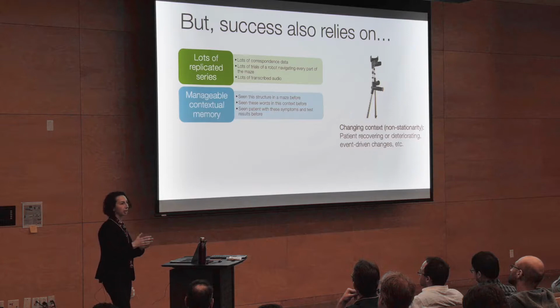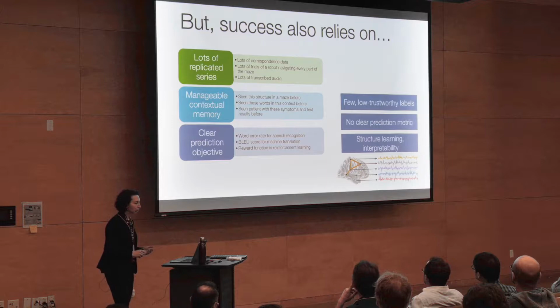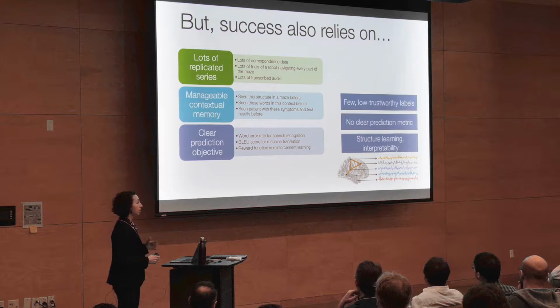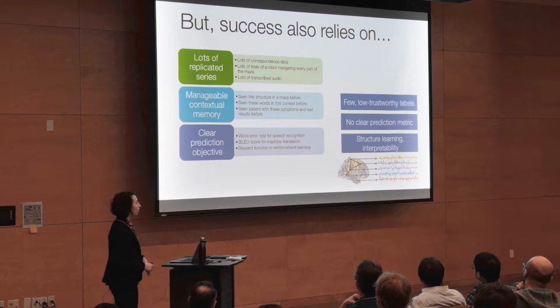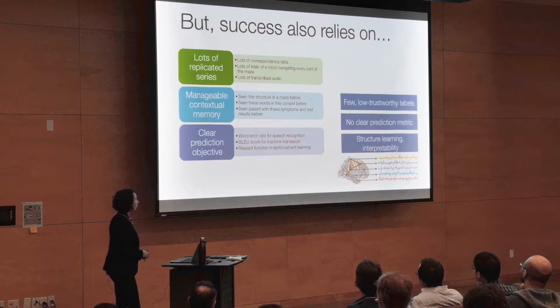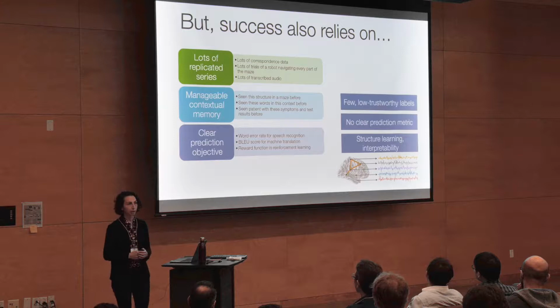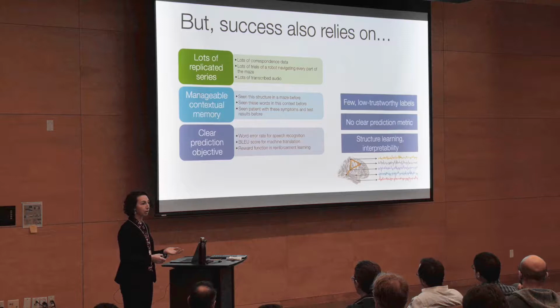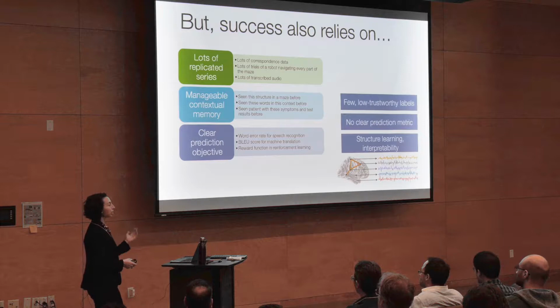Okay, the last really critical challenge that I want to mention is the fact that in the big success stories that we've seen, there's always this very clear prediction task and this objective that you can optimize. So for example, there's word error rate for speech recognition, BLEU score for machine translation, or the reward function that you can write down for reinforcement learning. But what if we have few and noisy labels available for our tasks? But what if our goal isn't one of prediction in the first place? What if there's no clear prediction metric that we can write down?